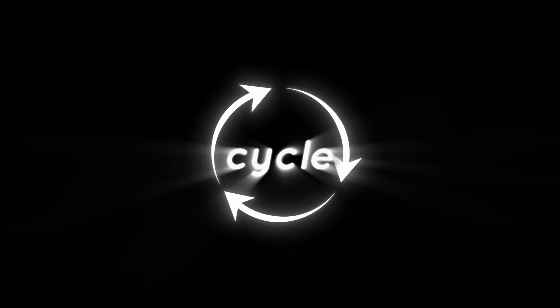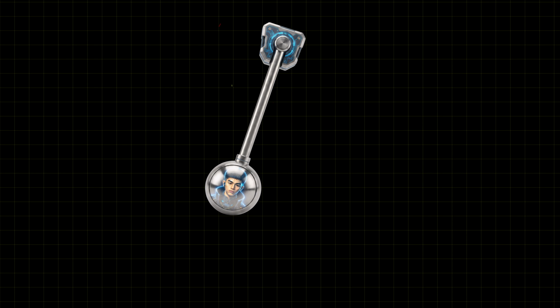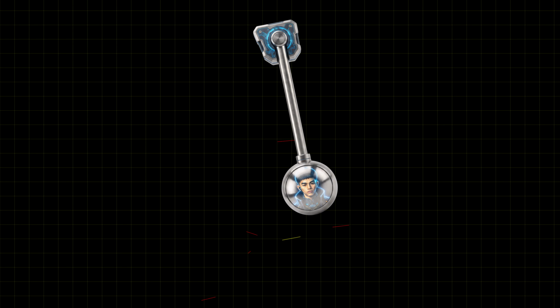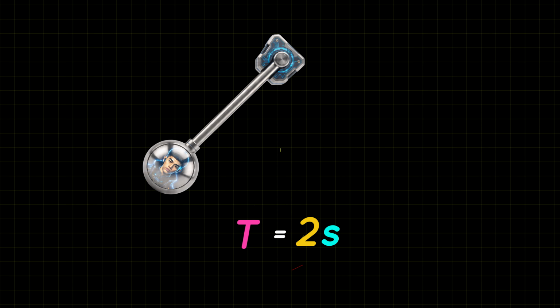One complete repetition is called a cycle. The time required for one full cycle is the period, written with a capital T. If a pendulum takes 2 seconds to swing away and return to its starting position, its period is 2 seconds. It's like the period asks itself, how long does one cycle take?